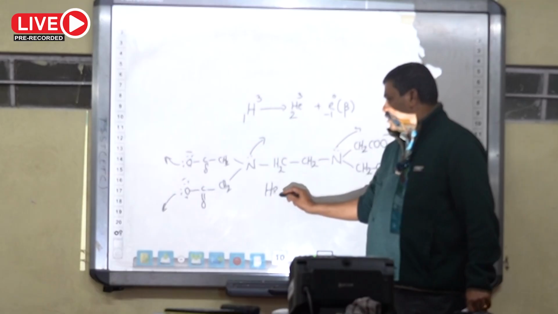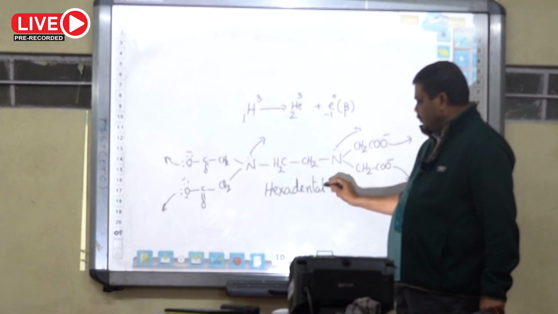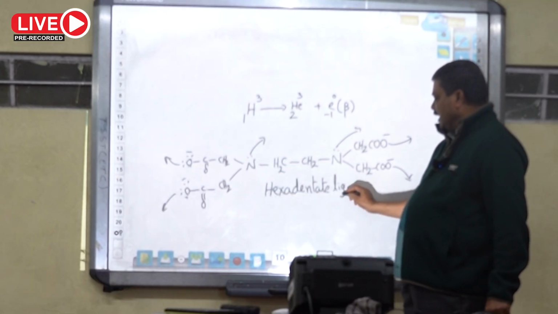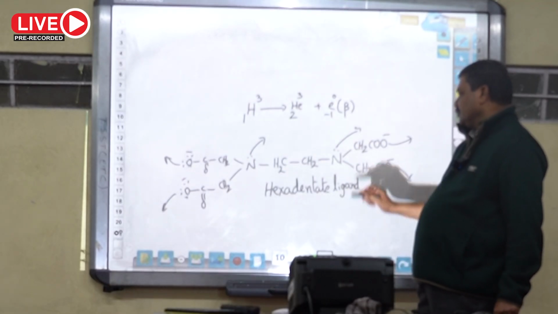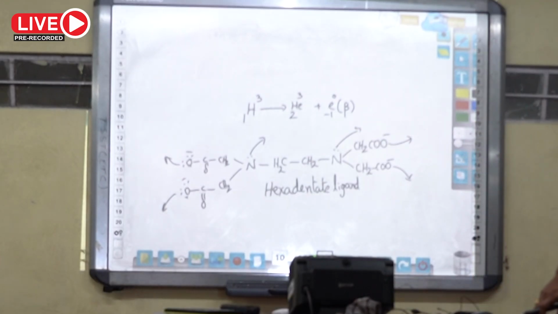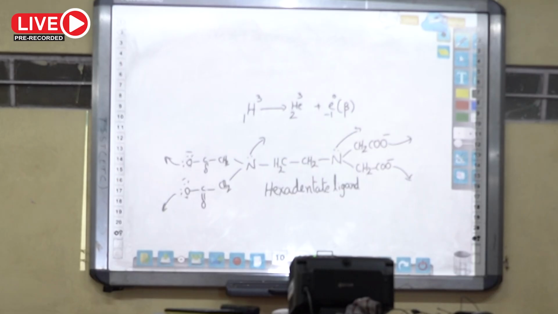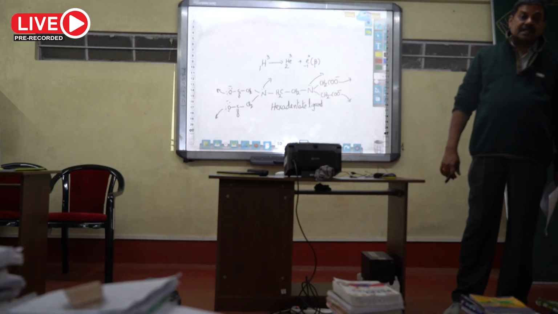That's why it is a hexadentate ligand. Actually more than 2 we call a polydentate ligand. Polydentate ligands form chelated complexes. Polydentate ligands form chelated, meaning ring compounds, which are very stable.